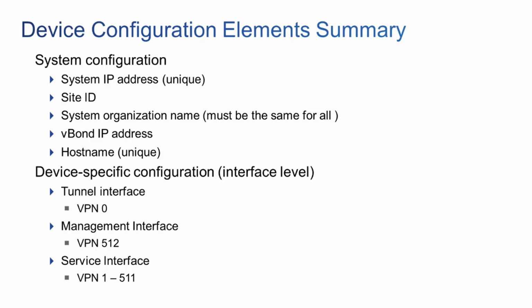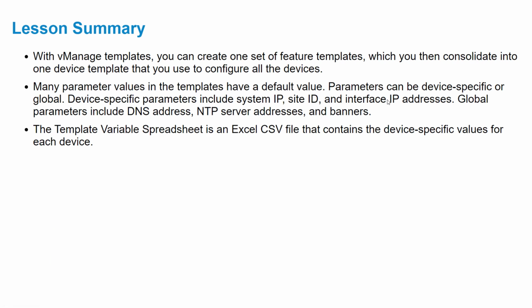All right. So let's wrap up this lesson by summarizing what we talked about. With vManage templates, we can create one set of feature templates, which we can then consolidate into one device template that we can use to configure all the devices. A lot of the parameter values in the templates have default values. Those parameters can then be device-specific or global parameters. Device-specific parameters include things like system IP, site ID, interface IP address. Global parameters can include things like DNS, NTP server addresses, banners, etc.